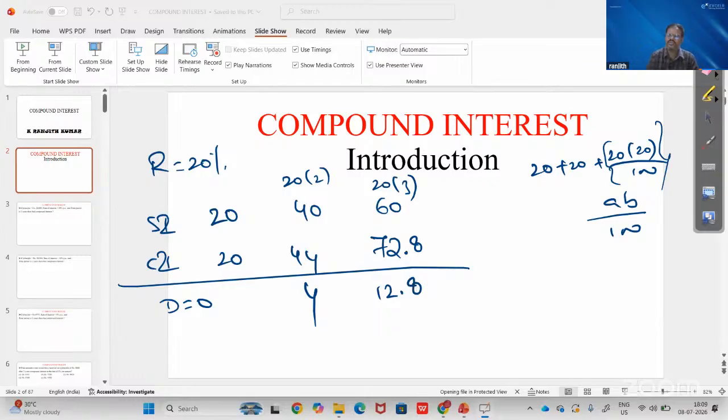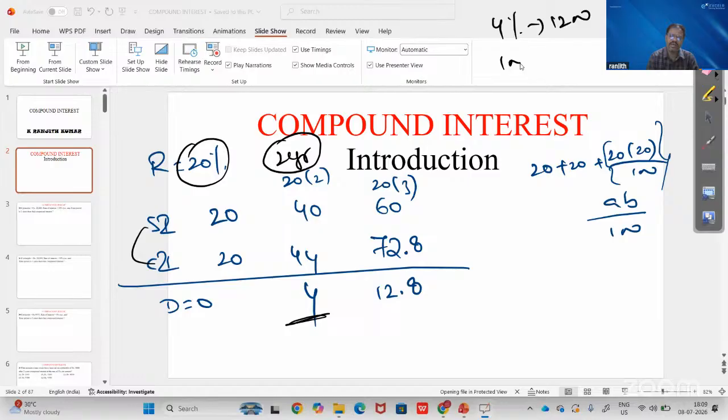So here also, the difference between SI and CI at 20 percent per annum for 2 years will be equal to 1200. So that is 4 percent equal to 1200. Then 100 percent will be equal to 4 ones are 4, 4 threes are 12, 300 into 100. So that will be equal to 30,000. So the answer is 30,000.